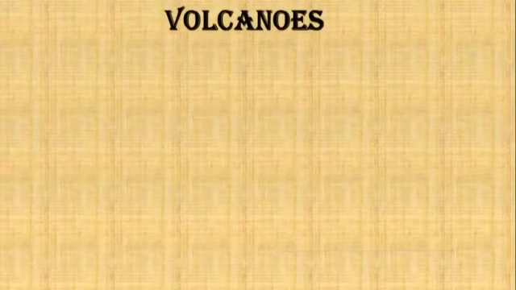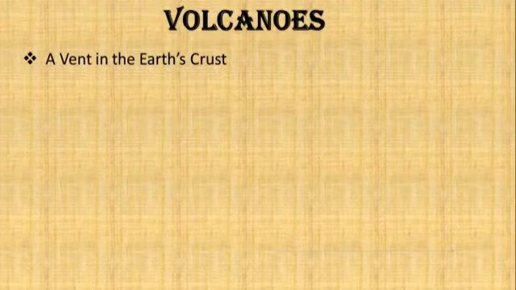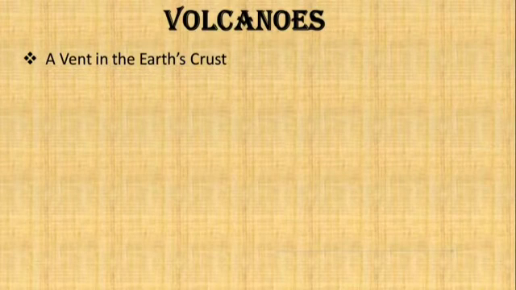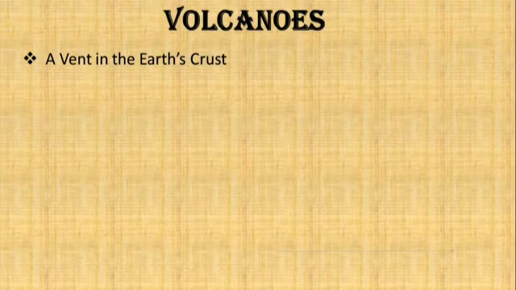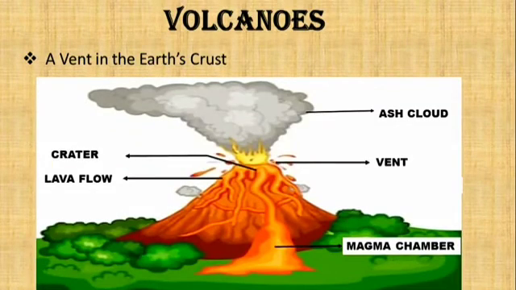Now, let's see about the volcanoes. A volcano is a vent or opening in the earth's crust through which hot magma erupts. The opening of a volcano is circular in shape. Here in this picture you can see the magma chamber in which the molten rock material, when it comes out to the surface, is called lava.